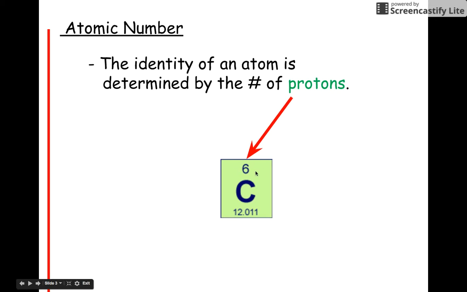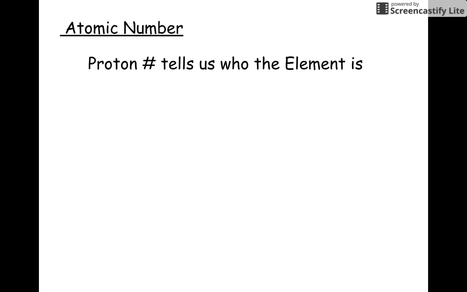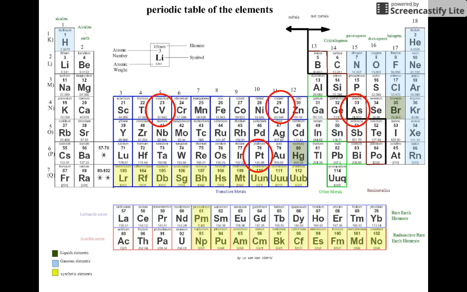The atomic number is going to equal the number of protons. Okay, that's the identity of the atom. So carbon elements are always going to have 6 protons. Pretend that the proton number is your lunch number. If you change your lunch number, it's no longer your lunch number, it's someone else's lunch number, so it's a different lunch number. Same thing with atoms, okay? If we change the number of protons, it becomes something else.